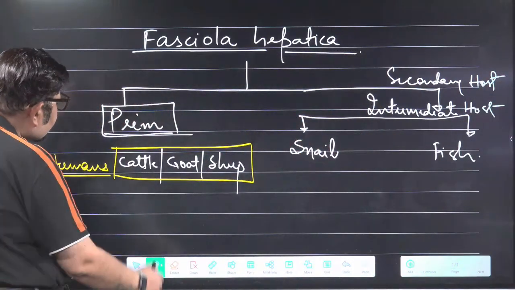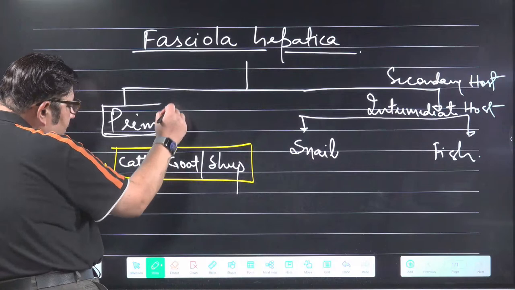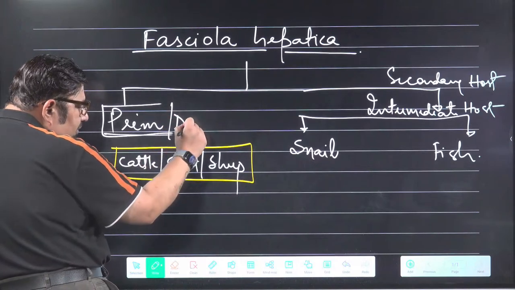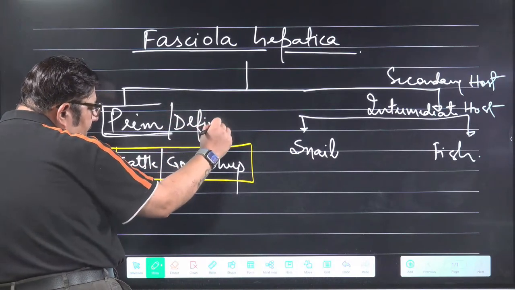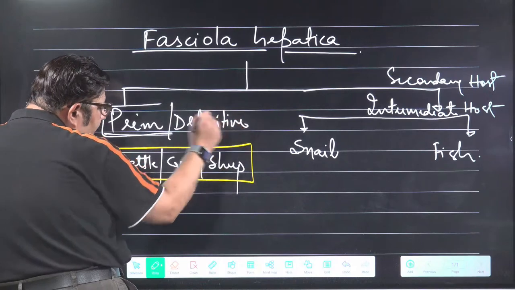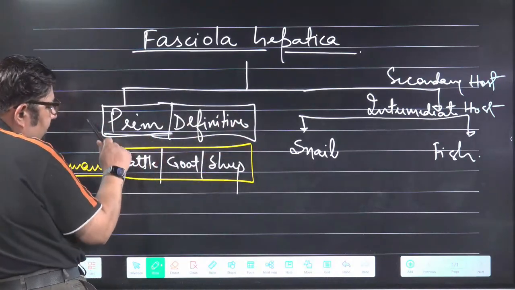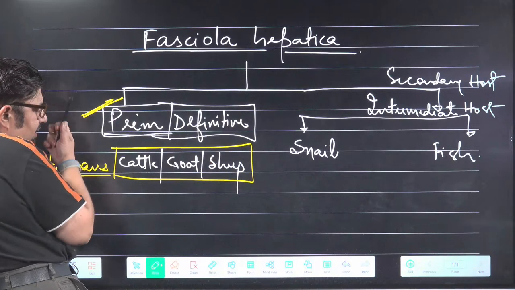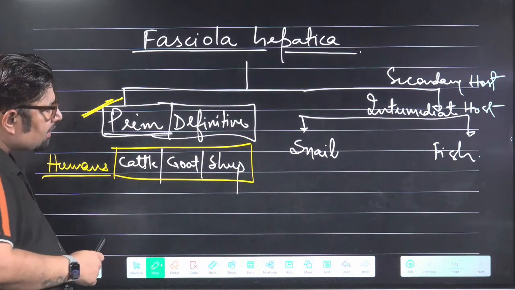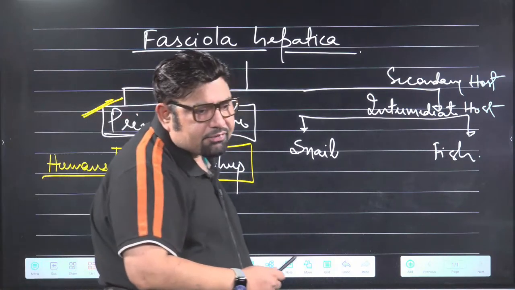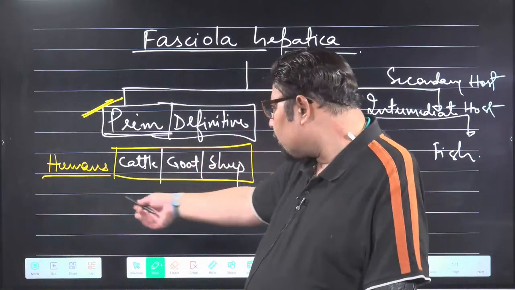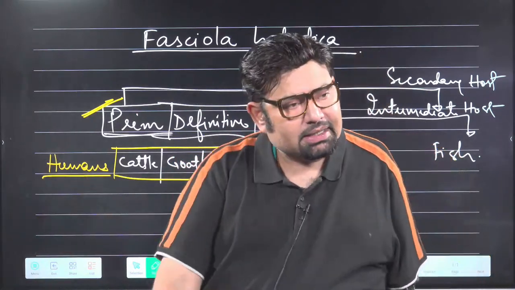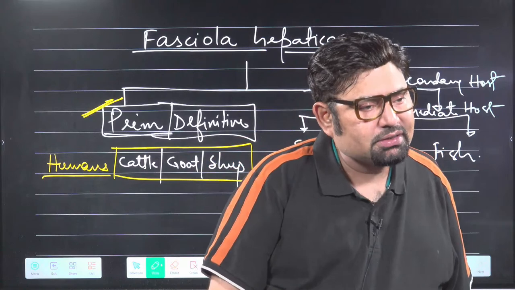And the primary host is the main host. Also, for the main, we use the word definitive. It is the main host. And what is so special that we are calling this a primary host? Tell me, what is so special that we are calling human, cattle, goat, sheep, these the primary?